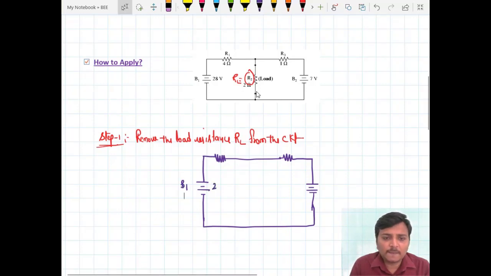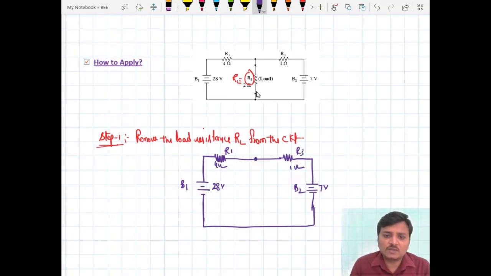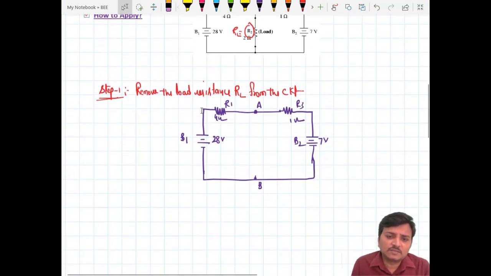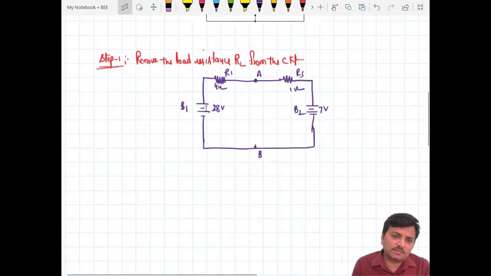This is B1, 28 volts, and B2, 7 volts, R1, 4 ohms, R3, 1 volts. And we have removed the resistance here, so load resistance, and give the terminal names load terminal A and B. So this is the first step to apply Norton's theorem, in a similar way to Thevenin's theorem.